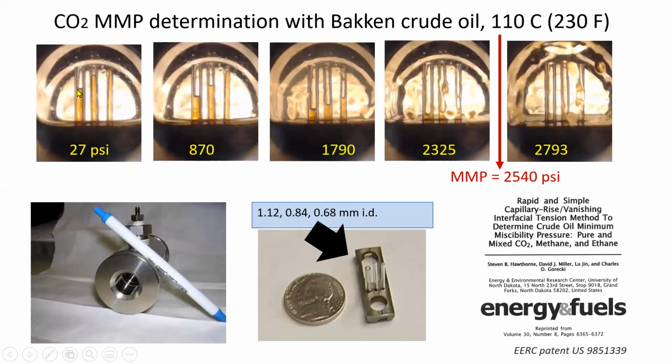Oil goes up in the capillary by natural capillary rise. When we put 870 psi of CO2 on top, the oil level drops in each capillary, and it continues to drop until we approach MMP. Then the oil level in the capillary is near zero, because the interfacial tension between the upper CO2 and the bulk oil phase is near zero. And finally, when we're above MMP, the rise in the capillaries goes away.